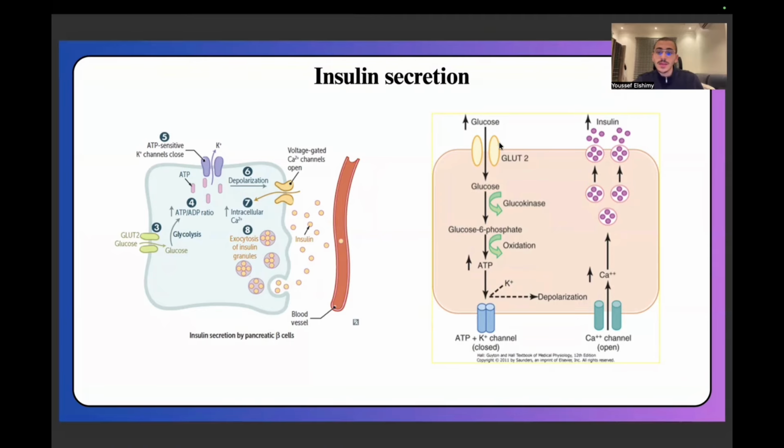And this is the same thing: the glucose enters, then gets converted through glycolysis and generates ATP. This ATP closes the potassium channels. This would lead to depolarization and opening of the calcium channels. This would lead to the intracellular calcium being high, and this would facilitate the exocytosis of insulin.